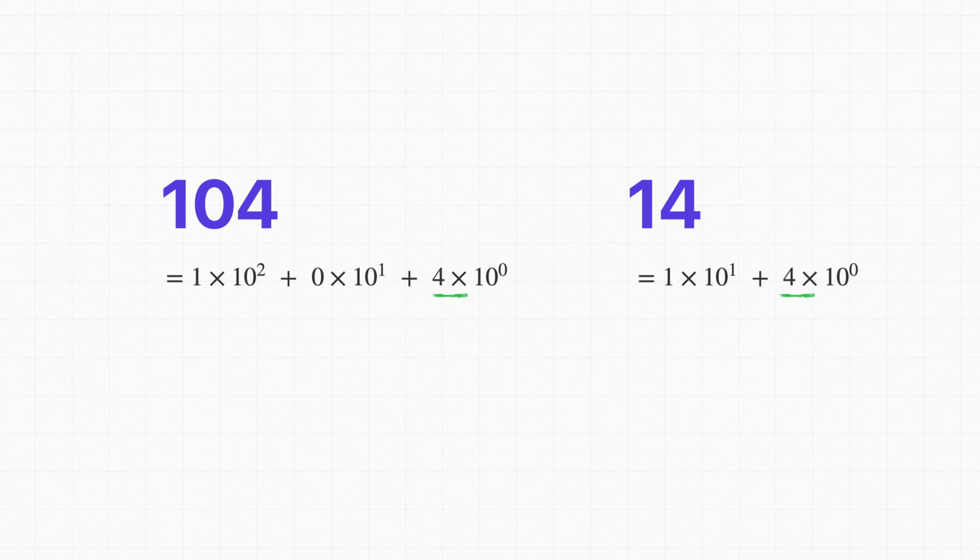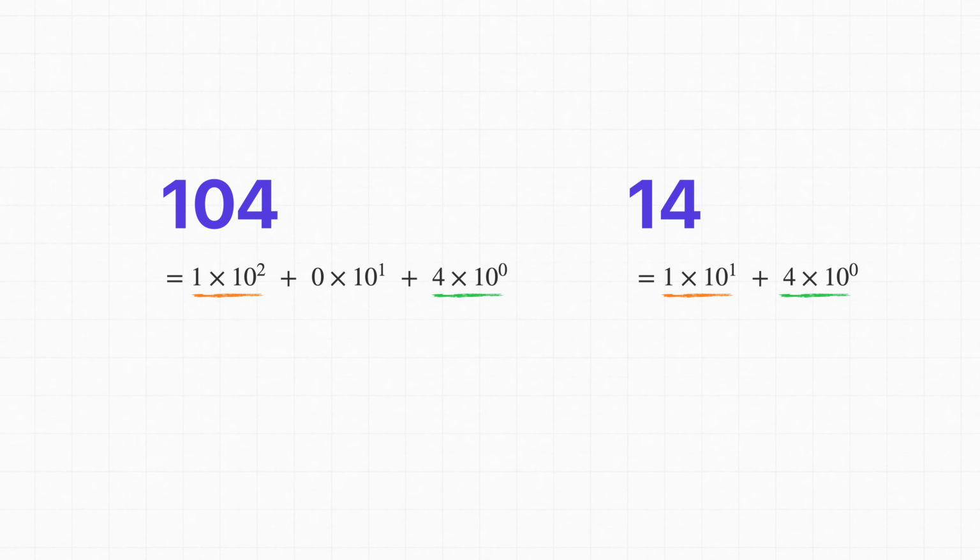Look at these two numbers, 104, 14. What's the difference? At first, that sounds like a strange question, doesn't it? Let's look a little closer. In both numbers, the digit 4 has the same value, 4 ones. What about the digit 1? In 14, it's in the tens place, so its value is 10. In 104, it's in the hundreds place, so its value is 100.